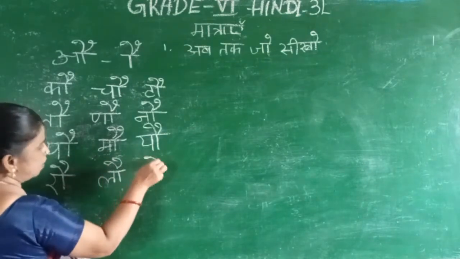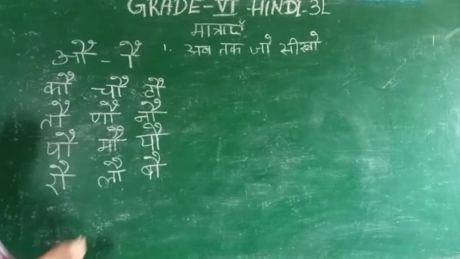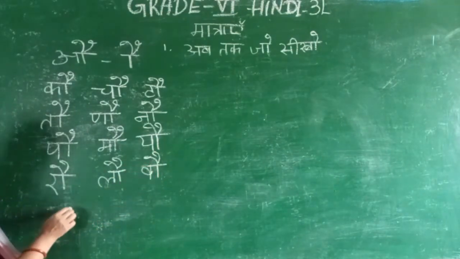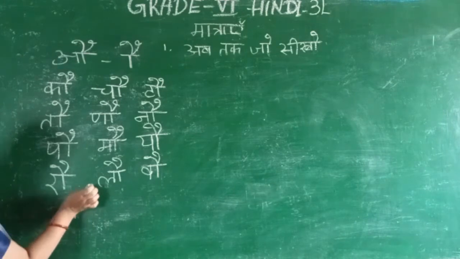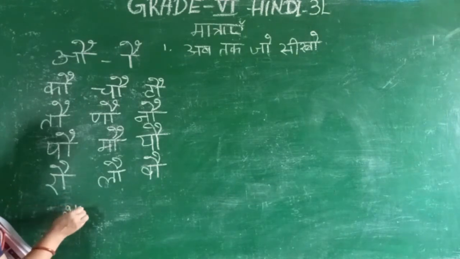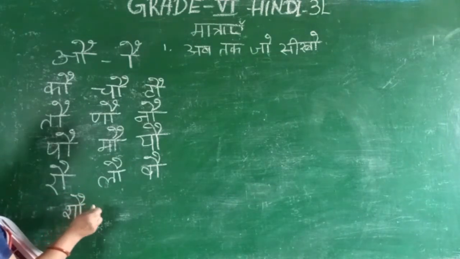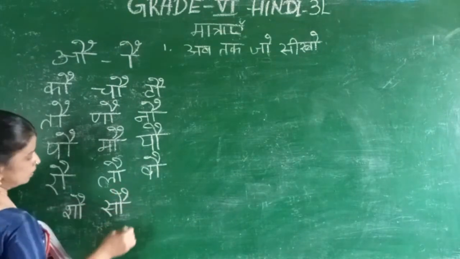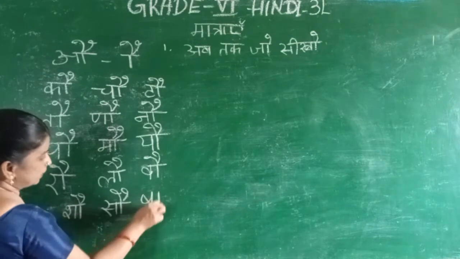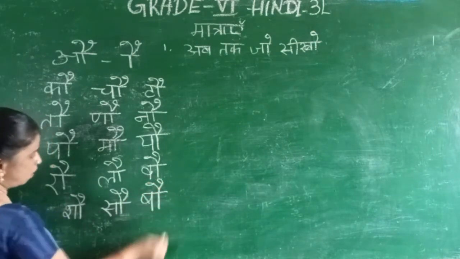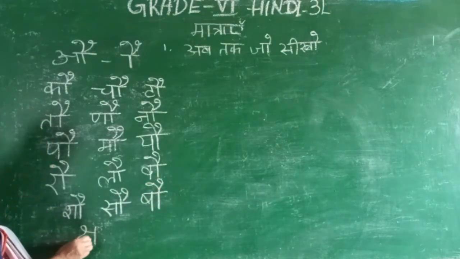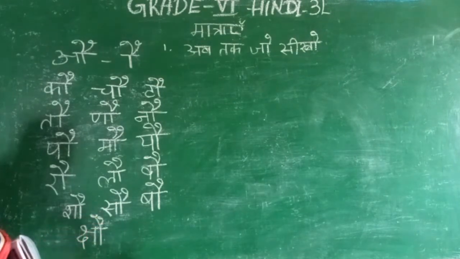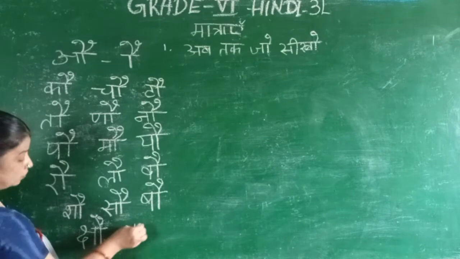Va plus au, wow. And sha. Sha plus au, show. Sa plus au, sow. Next, you know that ksha, show. How to pronounce? Show. And throw.